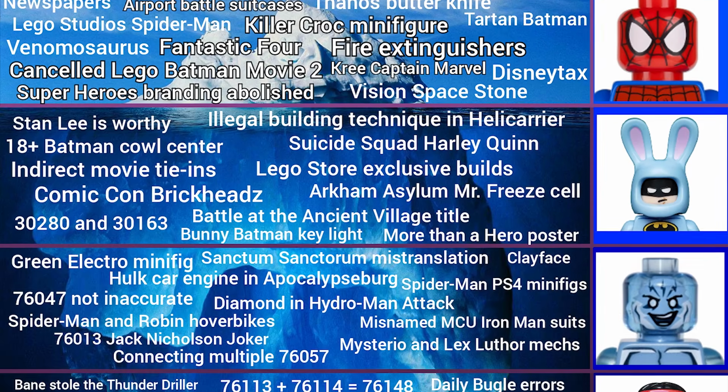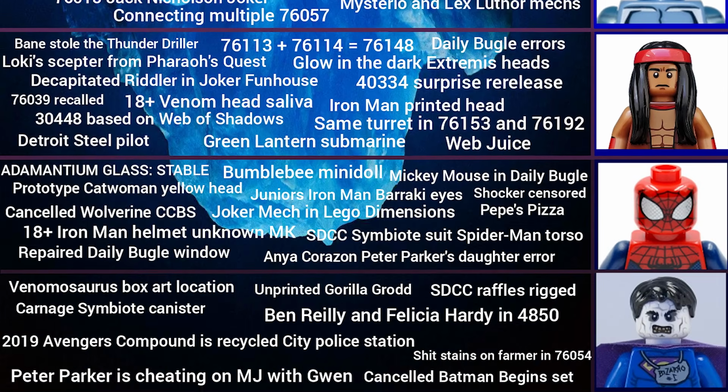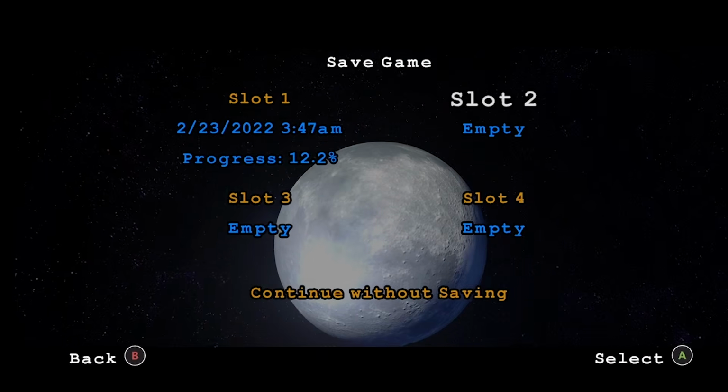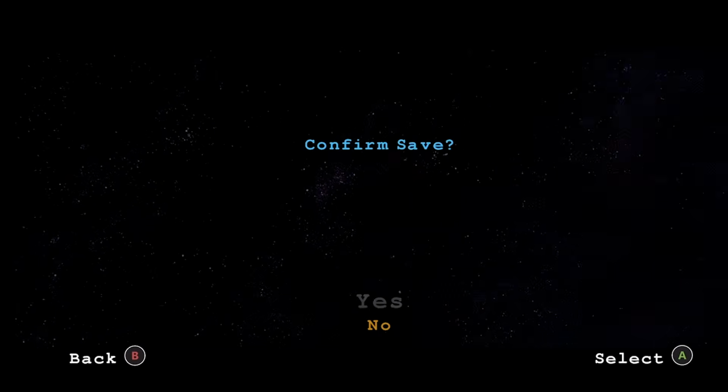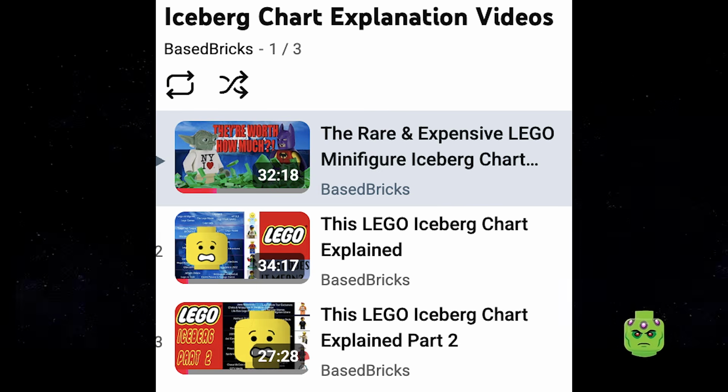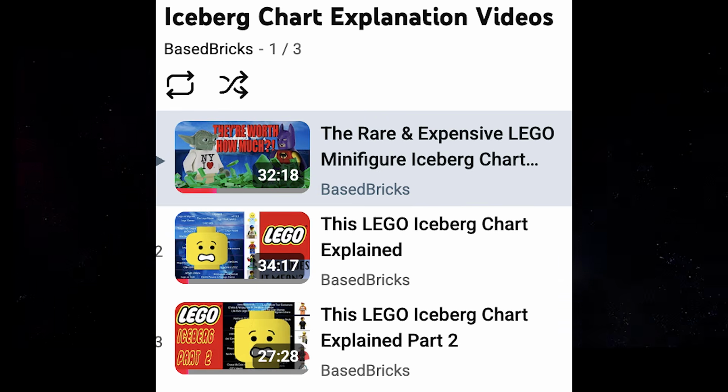This is the LEGO Superheroes Iceberg chart, and no, I'm not going to do the whole cliche explanation of what an iceberg chart is. If you're watching this, you probably already know by now, and if not, honestly, I would check out one of my previous iceberg chart videos.